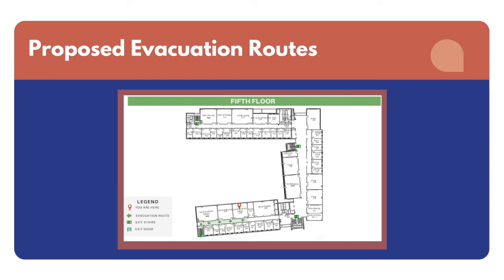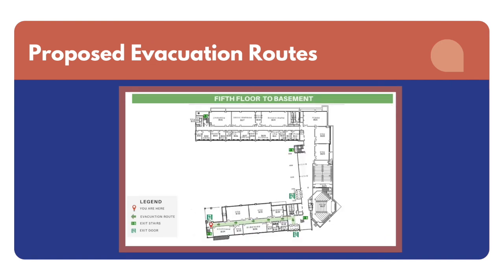Shown is the sample for the proposed escape route of the 5th floor. For this one, the evacuee is currently located in room 538. It shows the evacuation route to their assigned exit stairs on the floor. Now on to the next slide. It shows the proposed escape route from the 5th floor to the basement, coming from the exit stairs. From the exit stairs, it shows the evacuation route towards their assigned exit door, or the way out of the building.